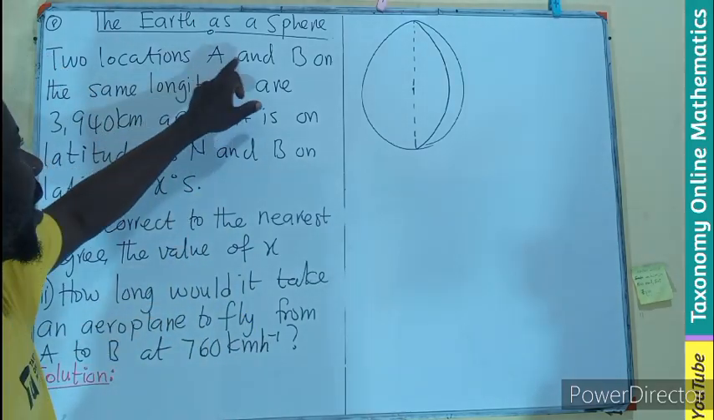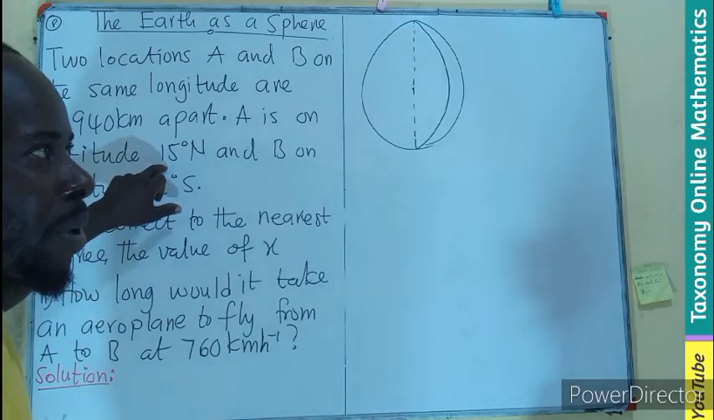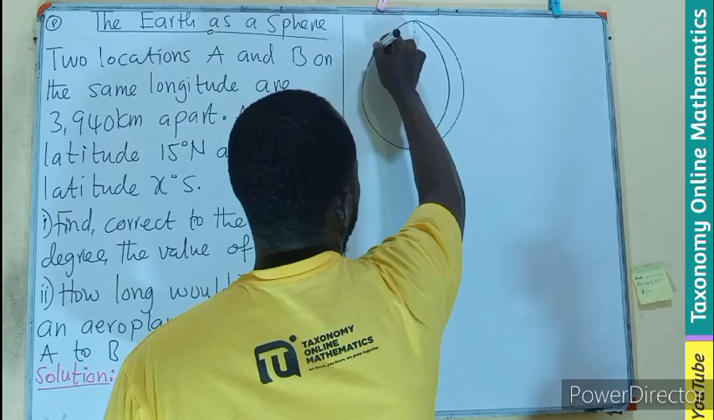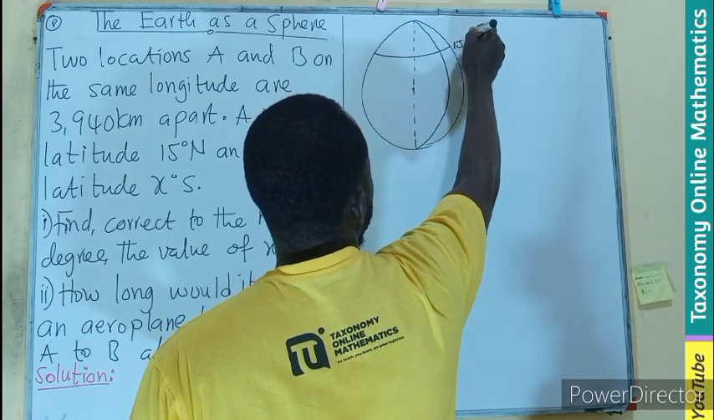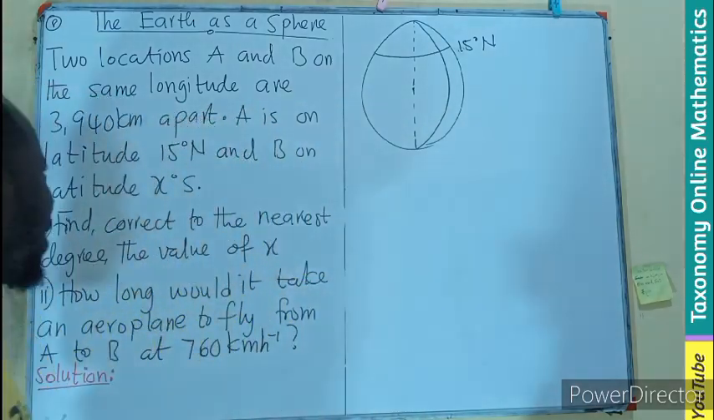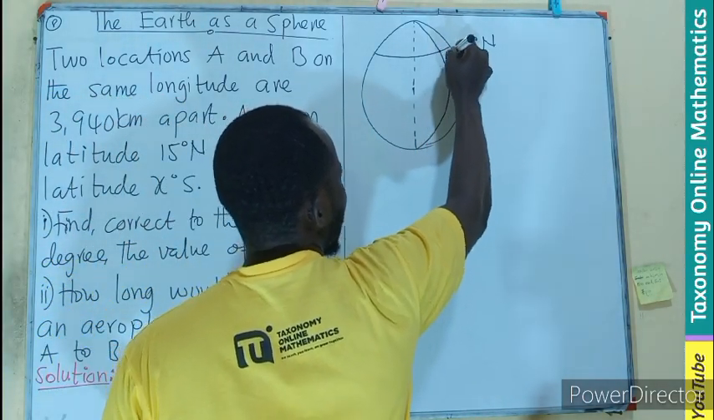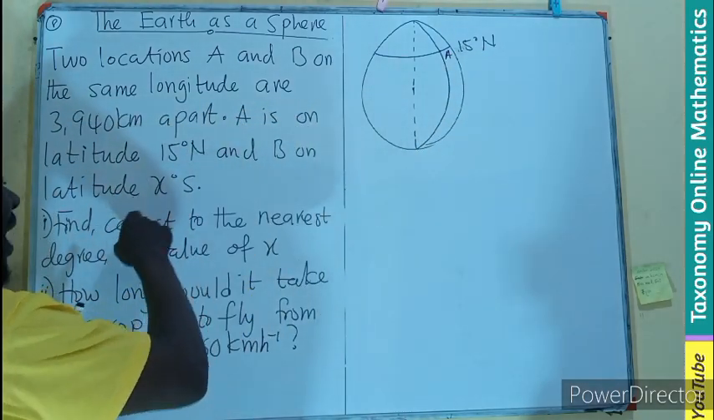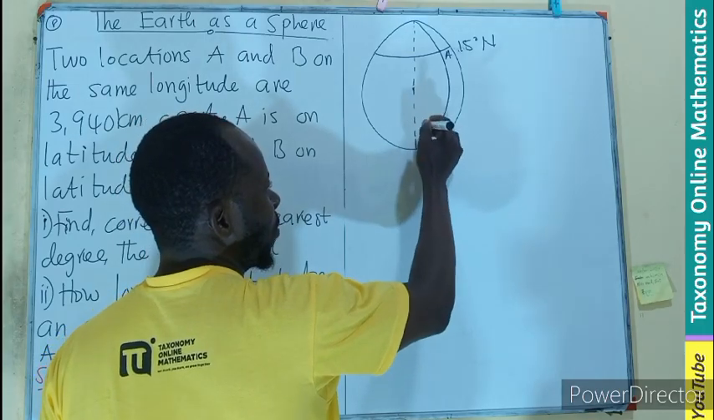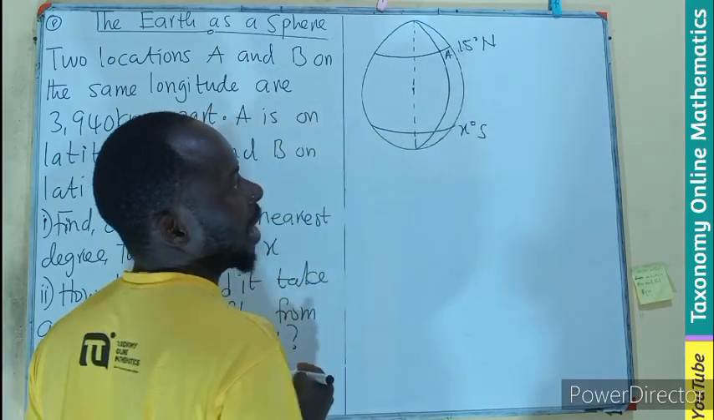Then A is on the latitude 15 degrees. Remember, latitude is a horizontal line. So we are going to have the latitude 15 degrees north. Okay, let's indicate A. The intersection will be here. Then B is on latitude X degrees south, so it is towards the bottom. This is going to be our X degrees south.